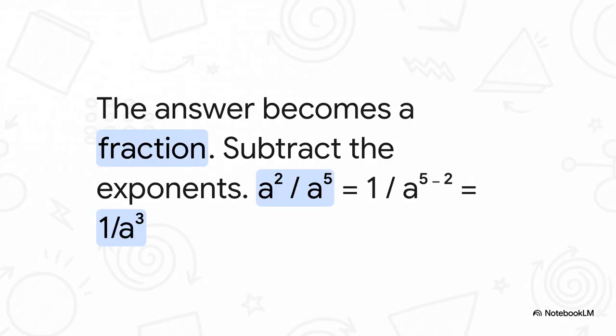And now for our last case. What happens if the bottom exponent is the bigger one, like a squared divided by a to the power of 5? We still subtract. 5 minus 2 is still 3. But since the bigger, heavier term was on the bottom, in the denominator, our answer has to stay on the bottom. So this gives us a fraction, 1 over a cubed. It's like the a's on top cancel out and the leftovers stay where they started, at the bottom.